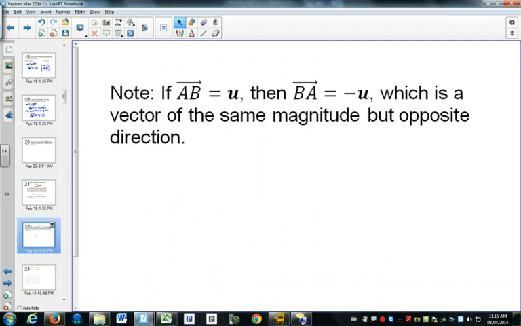And then for subtracting, if A to B is the vector u, we saw this before, if you go in the opposite direction, you just make that negative u. So it's the same length, but just in the opposite direction.